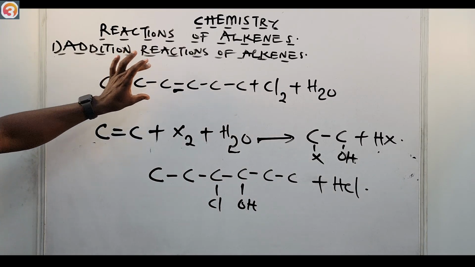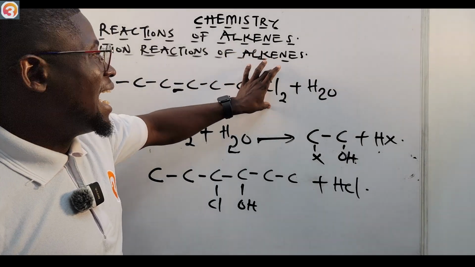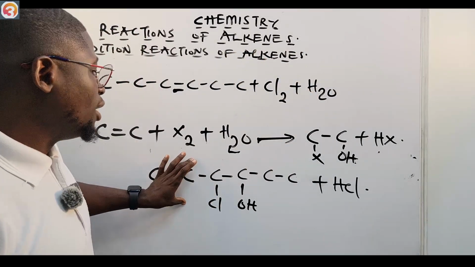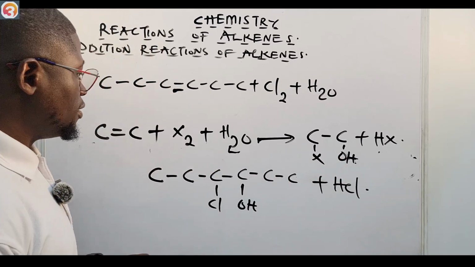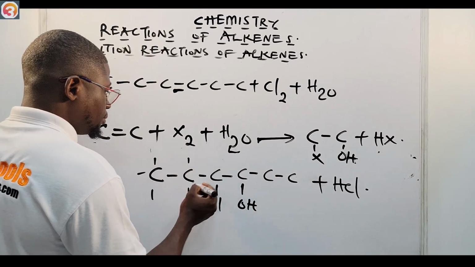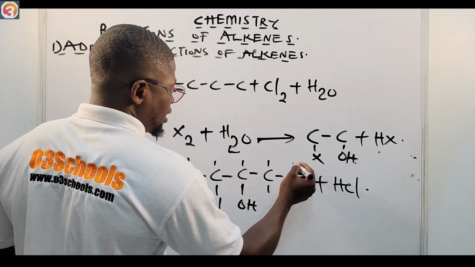A reaction between an alkene plus a halogen and water gives us a haloalkanol, plus hydrogen chloride. Let us name this compound.